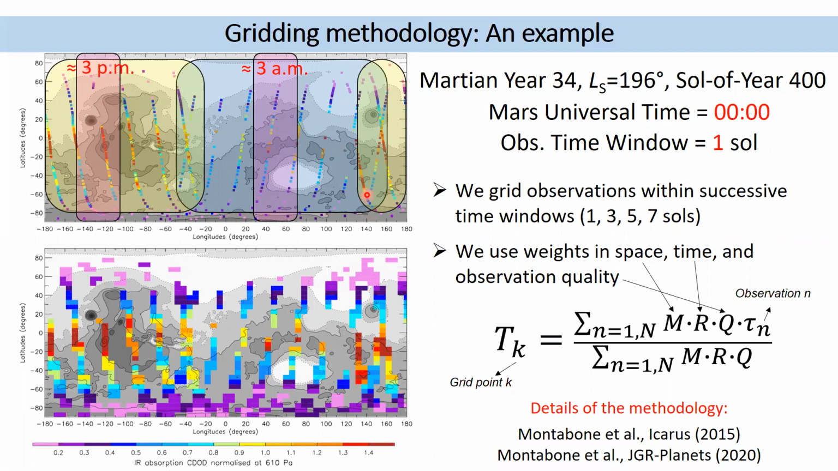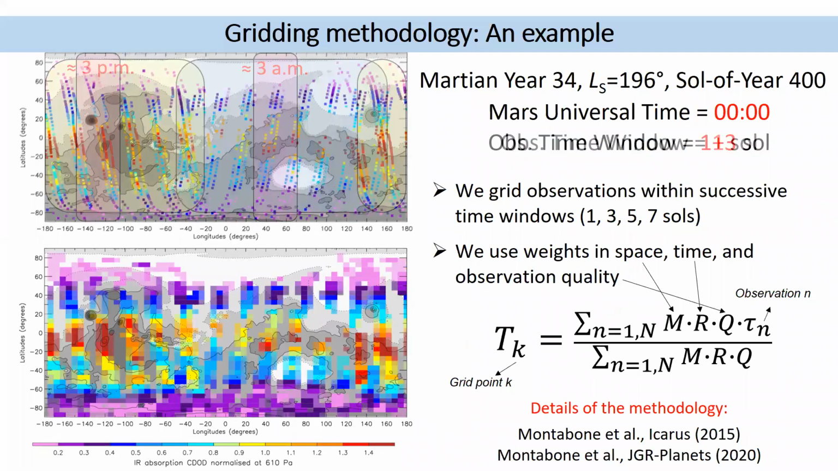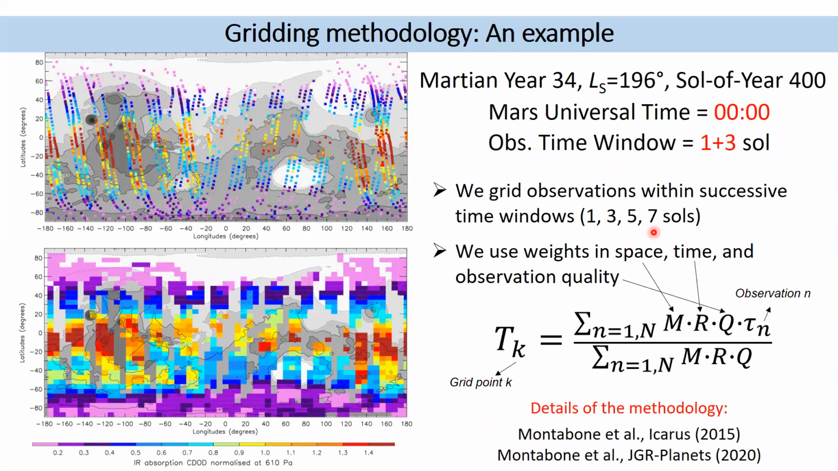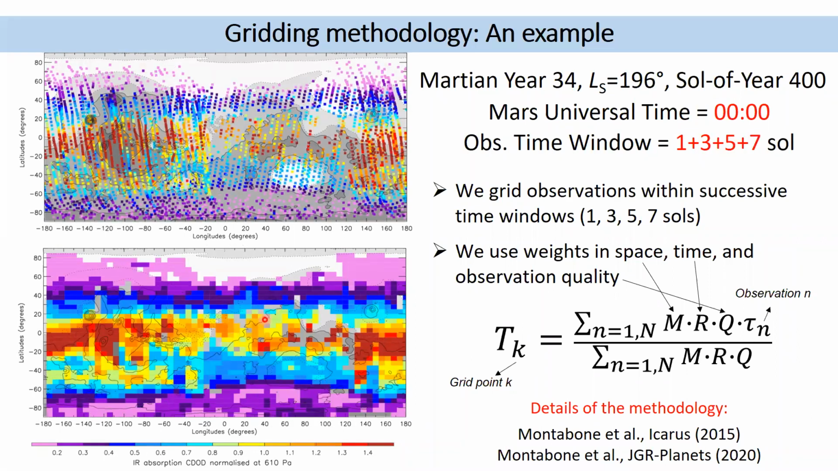Anyway, we can grid these observations by taking into account the difference in time, and we can do it for an observational window of 1 sol. We can do it for an observational window of 3 sols. In this case, you have multiple tracks for multiple days. So we can little by little cover all the holes in the map. We do it for 5 sols, we do it for 7 sols, and at the end, by using this methodology, we have an almost complete map of column dust optical depth.